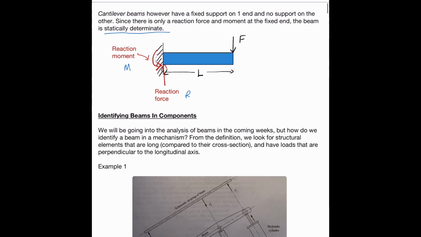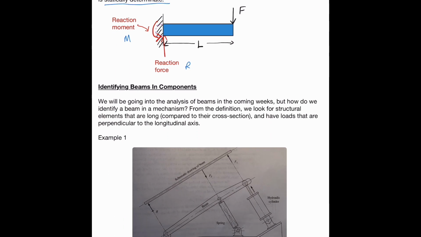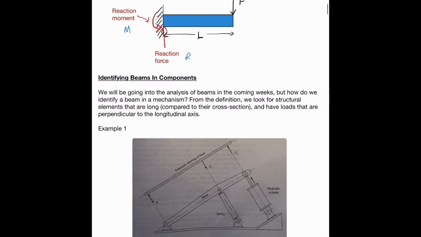Right, the next thing I want to move on to very quickly is identifying beams and components. Now, in engineering design, when we do engineering design next semester, you're going to have to be able to identify what components in your design are beams, so then we could extract it and analyze it. So again, we're looking for structural elements that are long compared to the cross-sectional area.